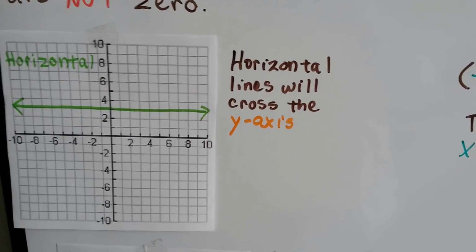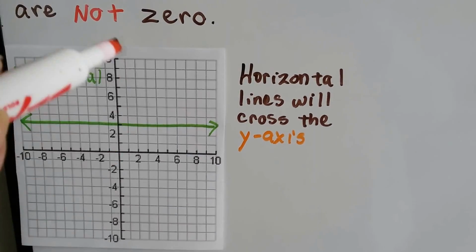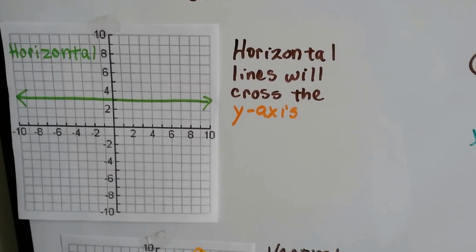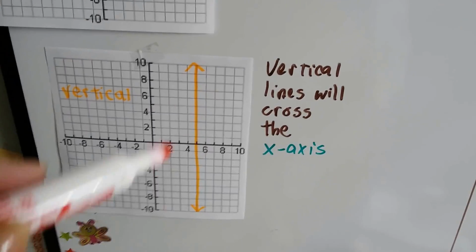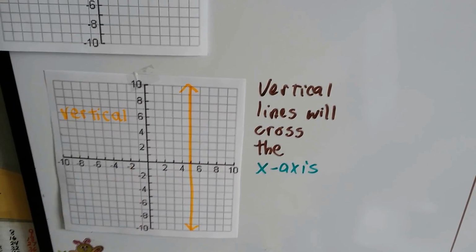Horizontal lines will cross the y-axis. So this is a horizontal line, and you can see it's crossing this y-axis, isn't it? And vertical lines, going up and down, are going to cross the x-axis, won't they? See that?